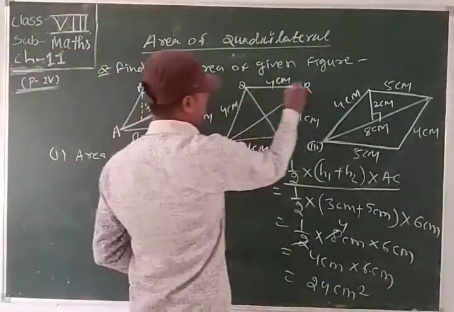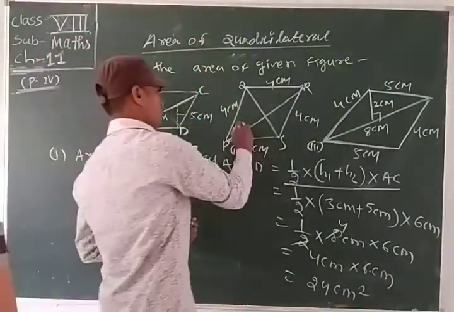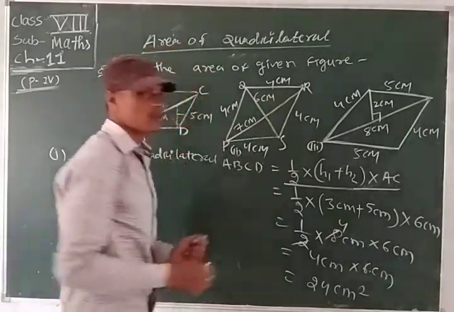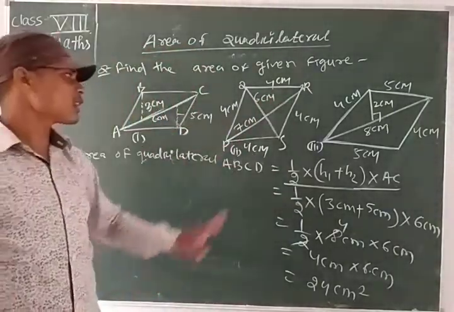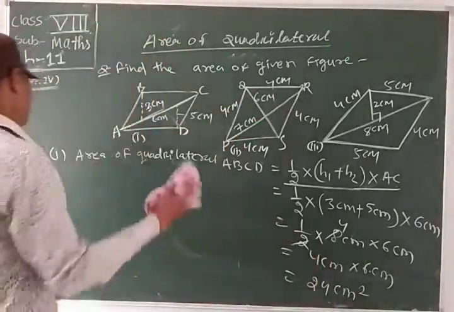Here each side is equal, and here the diagonals are given. One diagonal equals 7 centimeter, another 6 centimeter. Two diagonals are given, which says that the second one is a rhombus. Then we know the area of a rhombus.